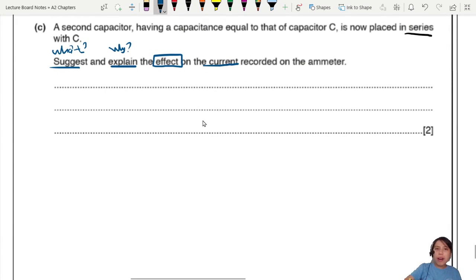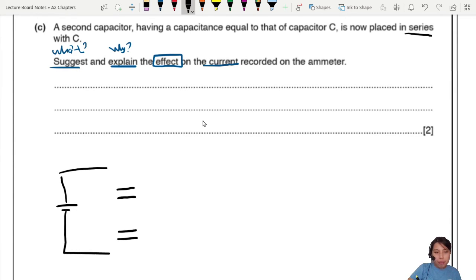Wow, how to draw? Imagine this. You have now the same circuit, but now you are connected to two capacitors. One here, one here. So these two capacitors are the same value. They have the same capacitance, but how does that affect the current, which is going to be on this side, measured by the ammeter?